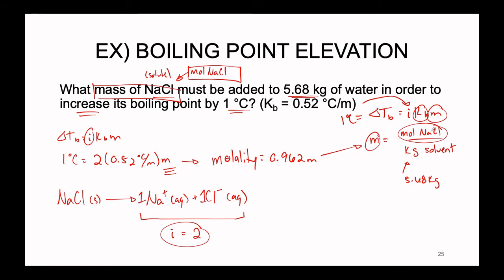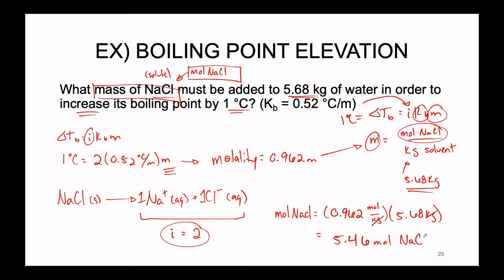Now this molality we can plug directly into the equation that we've already set up, where molality is equal to moles of sodium chloride divided by 5.68 kilograms. In other words, the moles of NaCl is going to be equal to our molality times our mass of solvent, also known as 0.962 molality, or moles divided by kilograms, multiplied by 5.68 kilograms. Kilograms will cancel out, giving us a total calculation of moles being equal to 5.46 moles of sodium chloride.